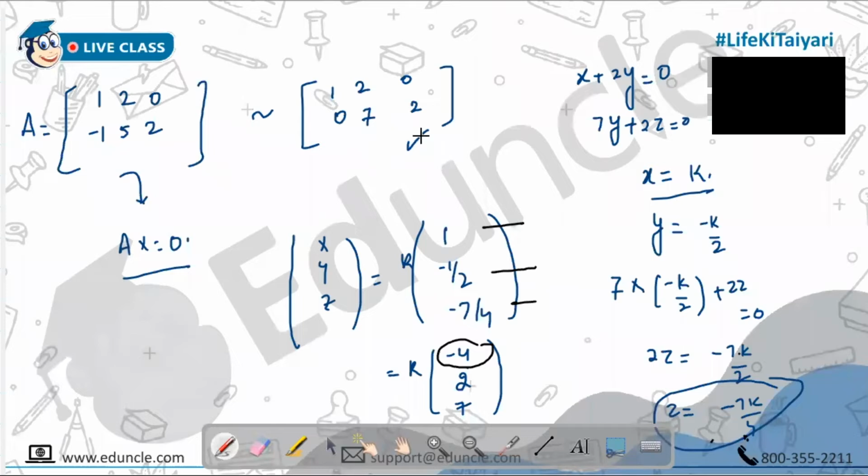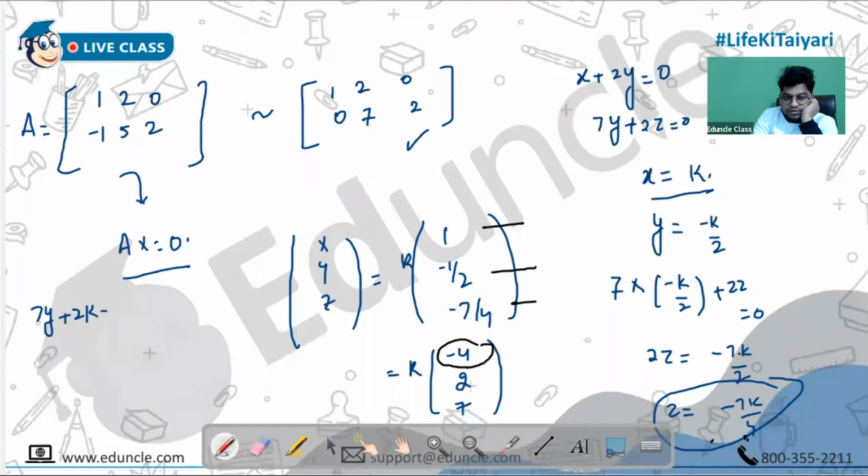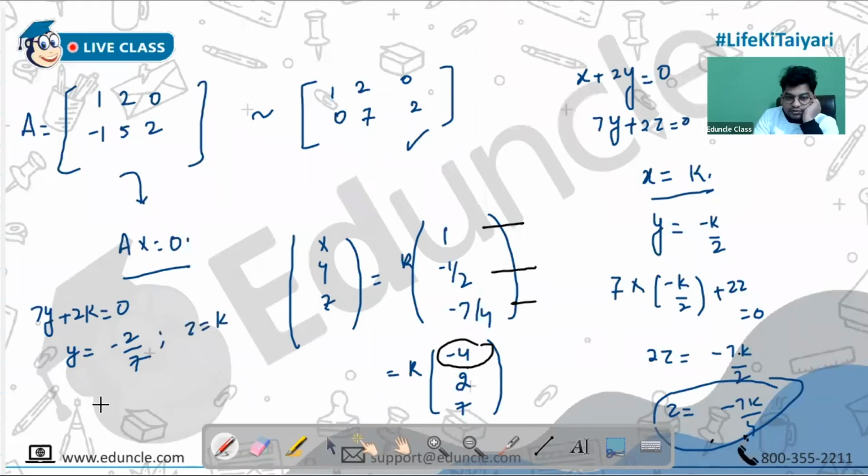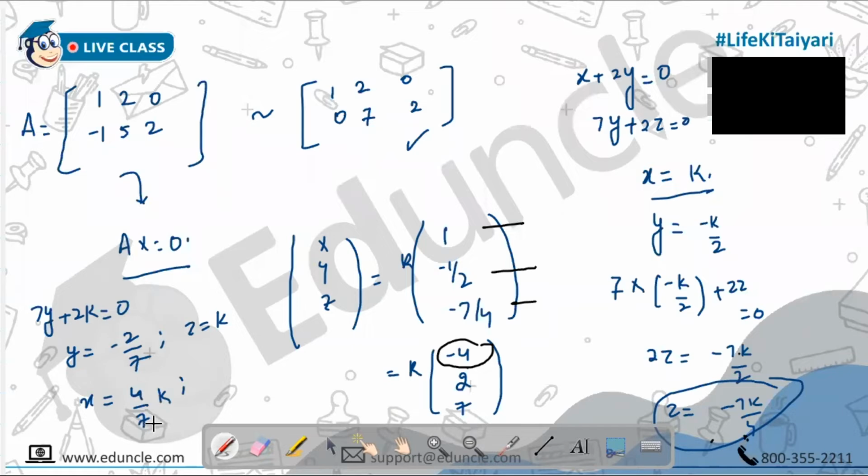Yes sir। ठीक है। उसके बाद 7y + 2k = 0। तो y is equals to -2/7 k. Then and z then minus x = -2y, माइनस x = -2y, तो 4/7 आ गया। यही आ गया। x = -2y है। तो बताओ क्या आ गया?